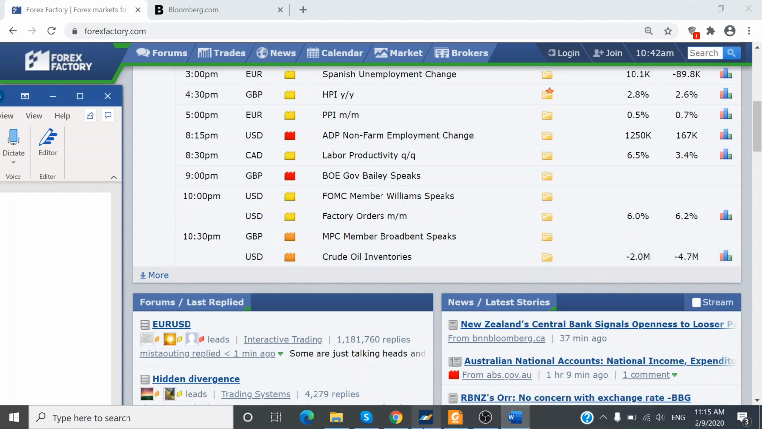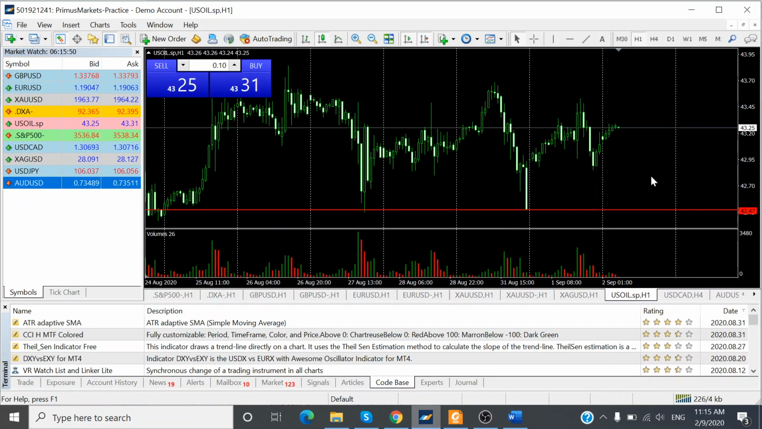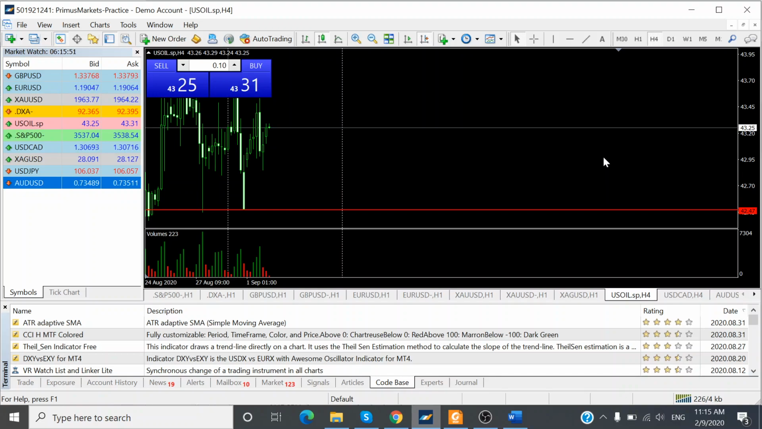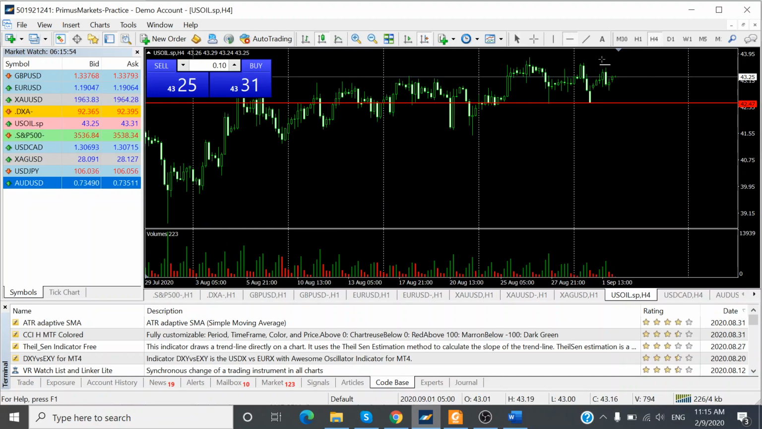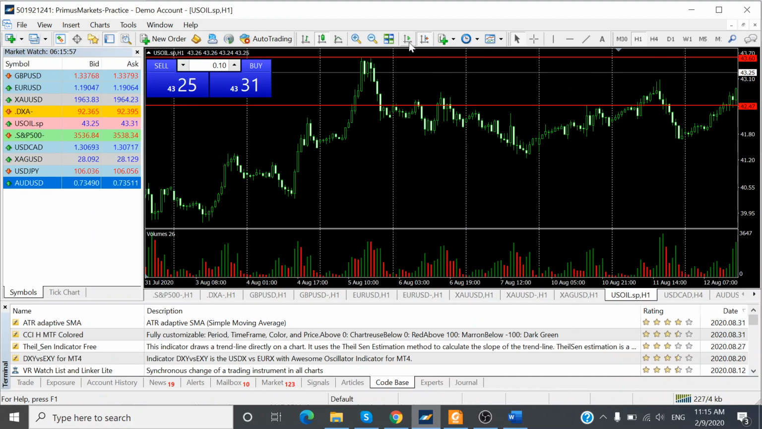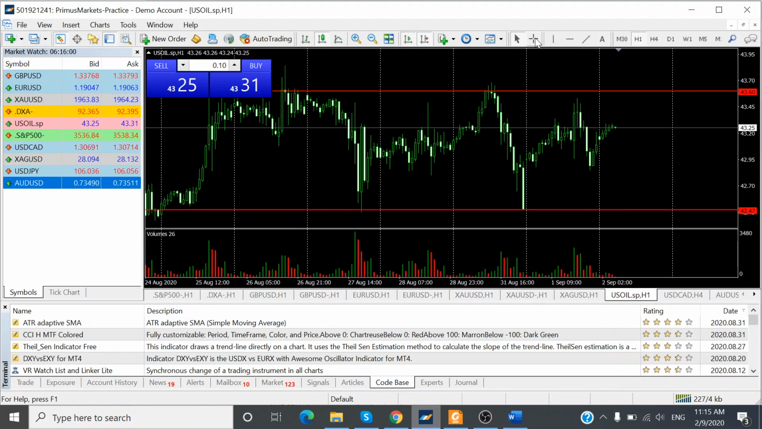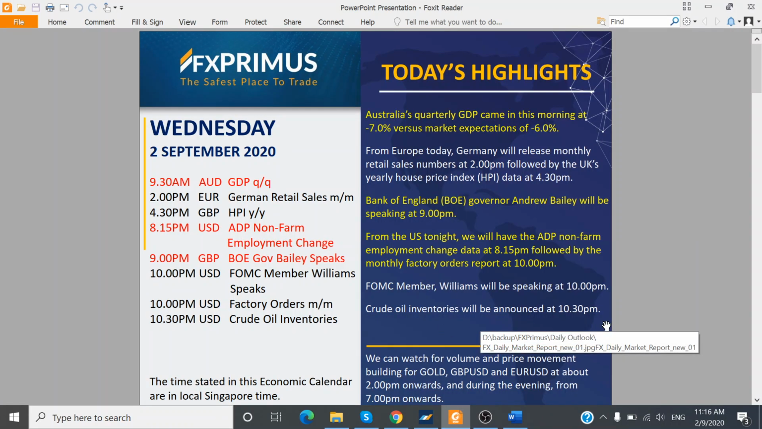Okay, but again, oil prices have been pretty quiet for the last 2 weeks now. So maybe it's time I find another financial instrument to replace oil, as it's not really moving much. So that would be the crude oil inventories data at 10:30 p.m.